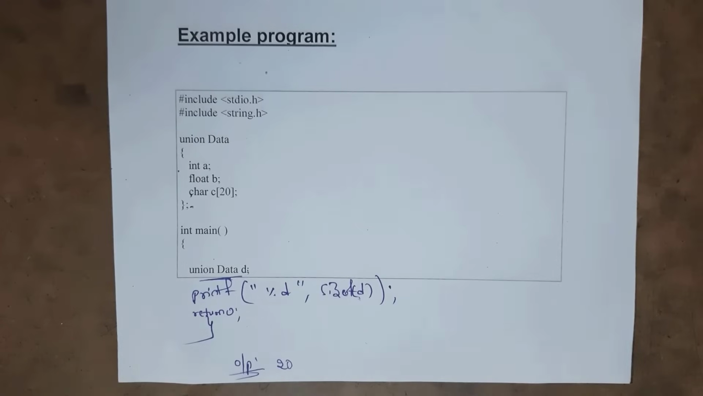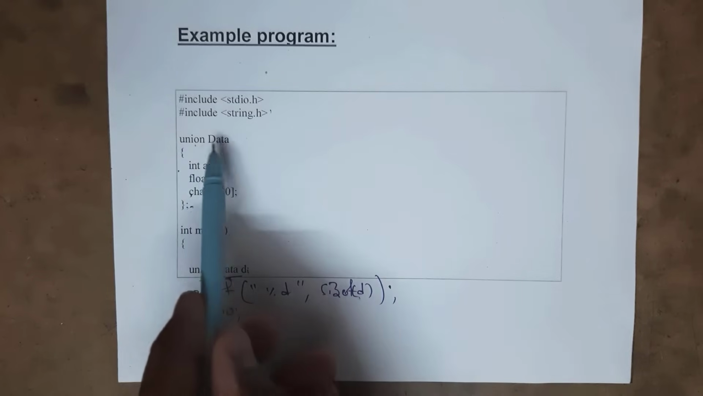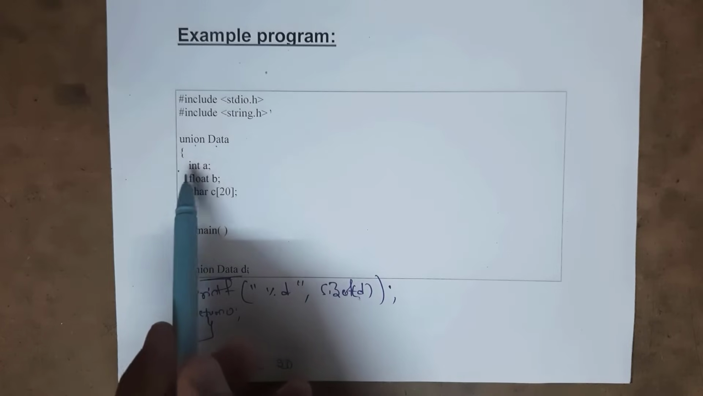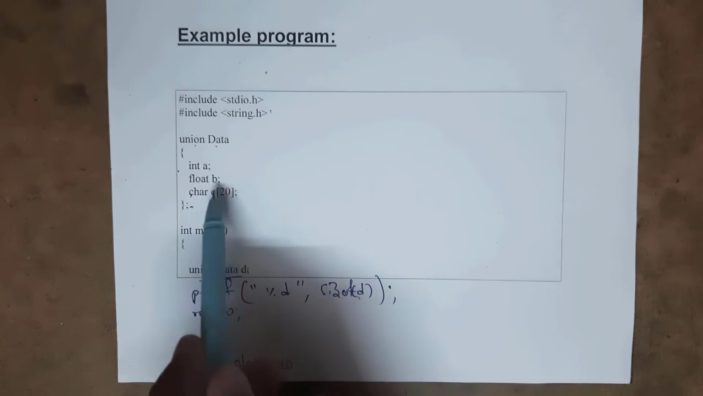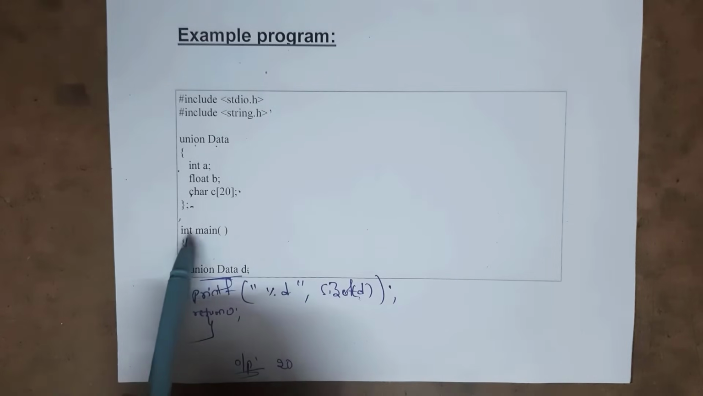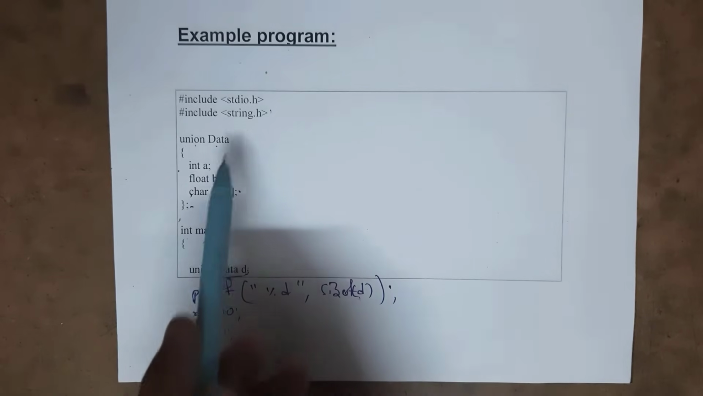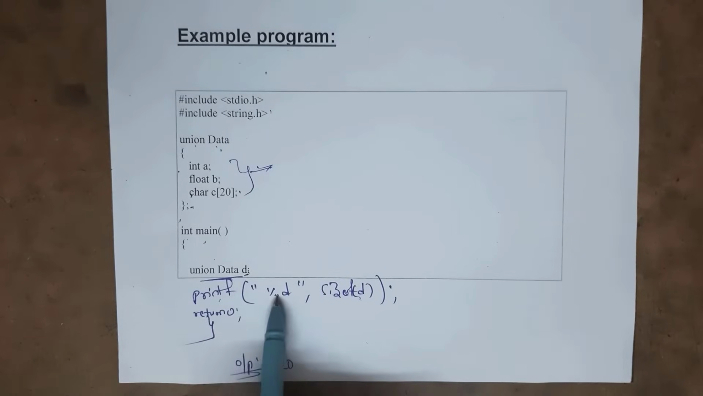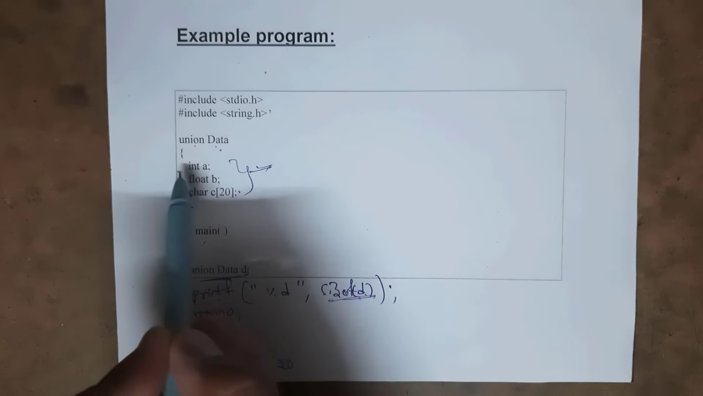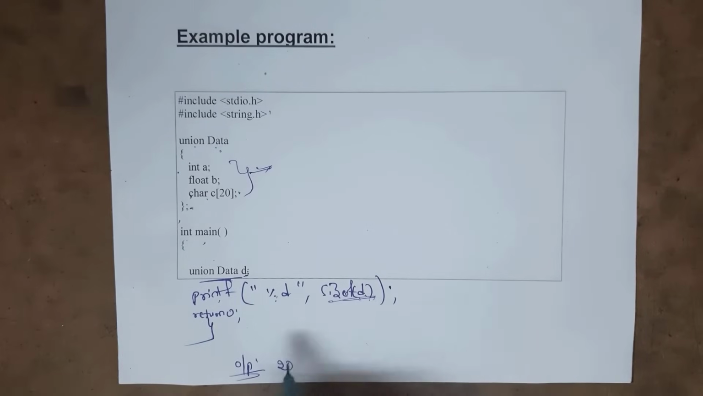This is an example program of union. Here I wrote #include stdio.h and #include string.h. Here I took union data, where data is the union name, and after that I open a curly bracket, and inside the curly bracket I wrote int a, float b and char c[20]. I closed the curly bracket and then closed with a semicolon. After that I took int main, and inside the main function I wrote union data d, where d is a short name for this data. Here I wrote printf %d comma sizeof d. Whenever I write sizeof d here, it will print the size of all these variables of different data types. So by writing this %d comma sizeof d, I will get output as 20.